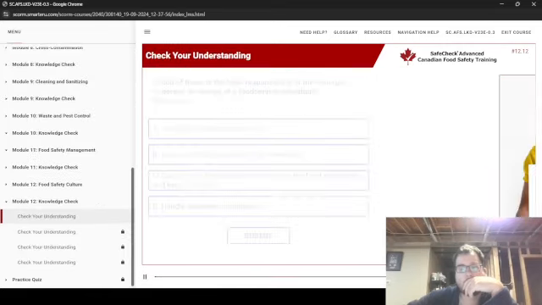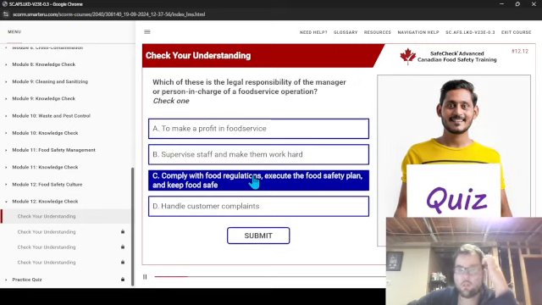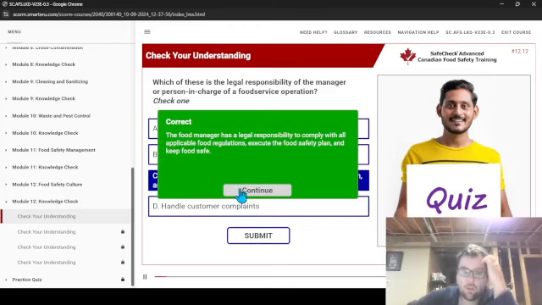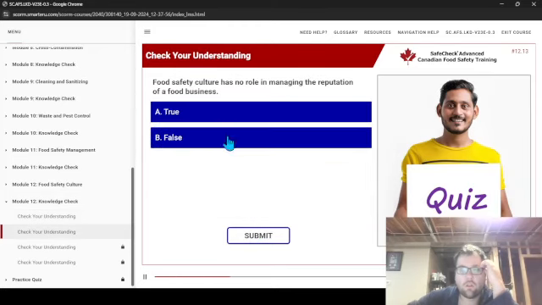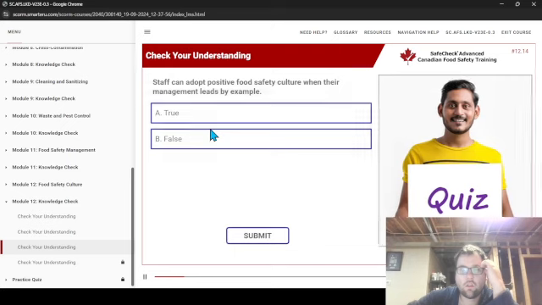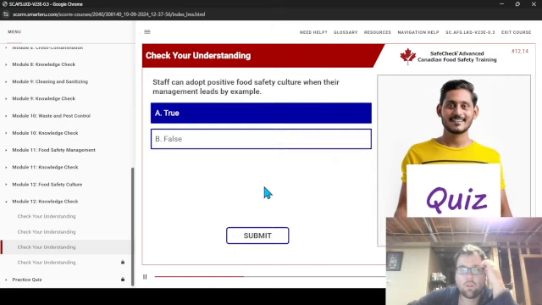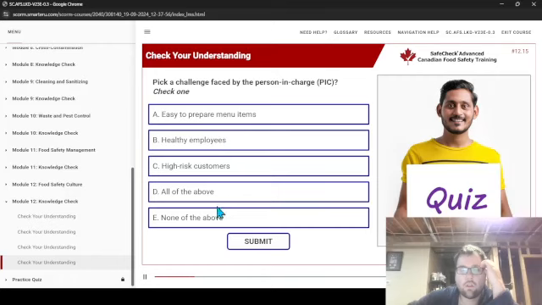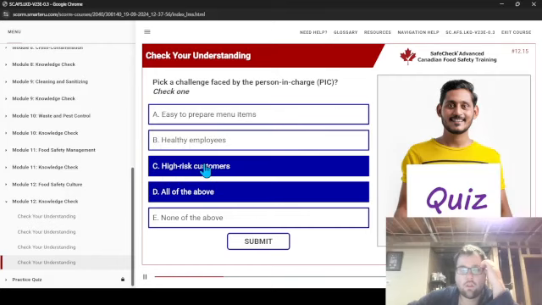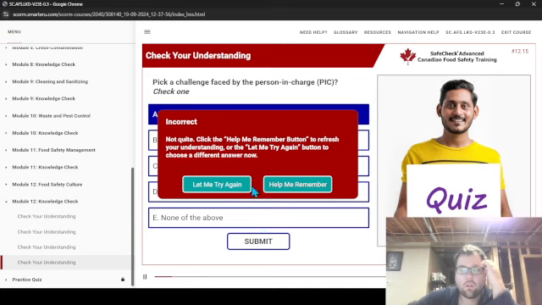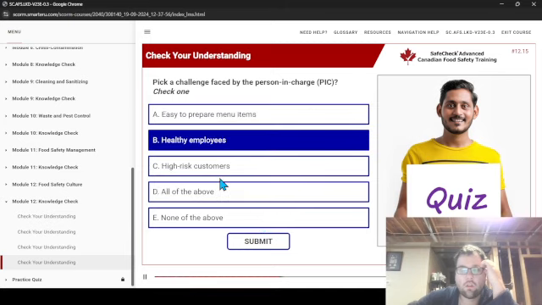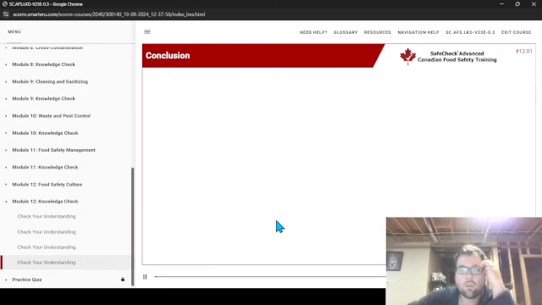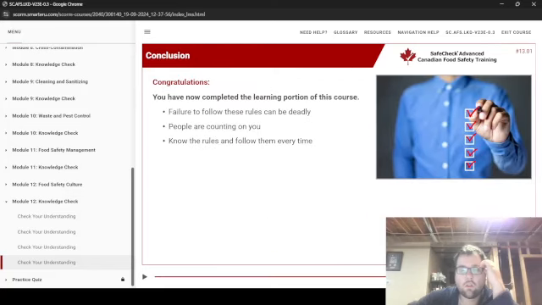Effective. Which of these is the legal responsibility of the manager or person in charge? Correct. Food safety culture has no role in that. Staff can adopt positive food safety practices. Correct. Pick a challenge faced by the person in charge. Not quite. A. Not quite. Easy to prepare menu items. B. Correct. You have now completed the learning.